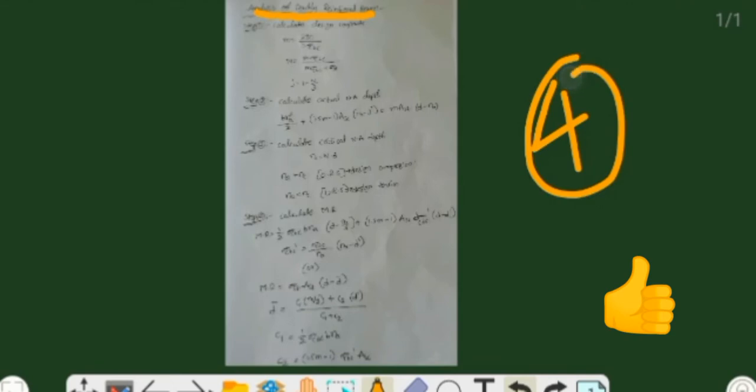By using these 4 steps, we can simply analyze the doubly reinforced section, similar to the singly reinforced sections. In step 1, calculate the design constants. We calculate 3 design constants, similar to the singly reinforced section. Step 2, calculate the actual neutral axis depth by using this formula. Step 3, calculate the critical neutral axis depth, similar to the singly reinforced section. Next we find the moment of resistance of the beam by using this formula. It is similar to the singly reinforced section, but additionally we consider the compression reinforcement moment.